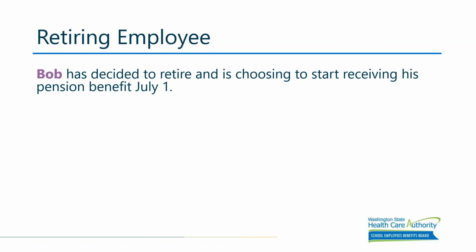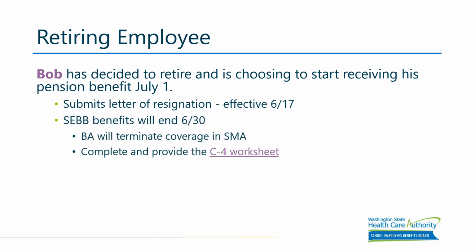So, all right, we have Bob here. Bob is going to retire and is choosing to start his pension July 1st. So Bob submitted his letter of resignation. It's effective June 17th. Bob's SEBB benefits will end the end of the month, June 30th. So we want to terminate that coverage in SEBB My account. And we want to complete and provide the C4 worksheet. So let's go take a look at the C4 worksheet.